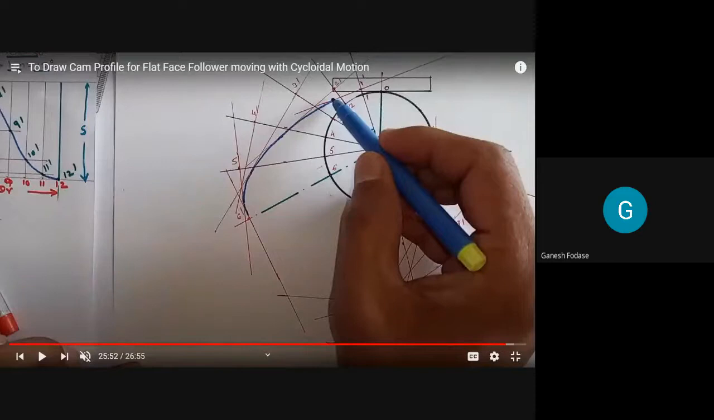Have you noticed the change in procedure when it is a knife edge follower and a flat face follower? Yes, sir. What are the changes? Anyone, please? You tell me from your side. It is good if you tell me. Yes, if it is a knife edge follower, then join the points by a smooth curve. Once you get this 1 dash, 2 dash, 3 dash, 4 dash, 5 dash, we directly join those points. That curve is your cam profile. That means the curve passing through 1 dash, 2 dash, 3 dash, 4 dash, 5 dash will be a cam profile.